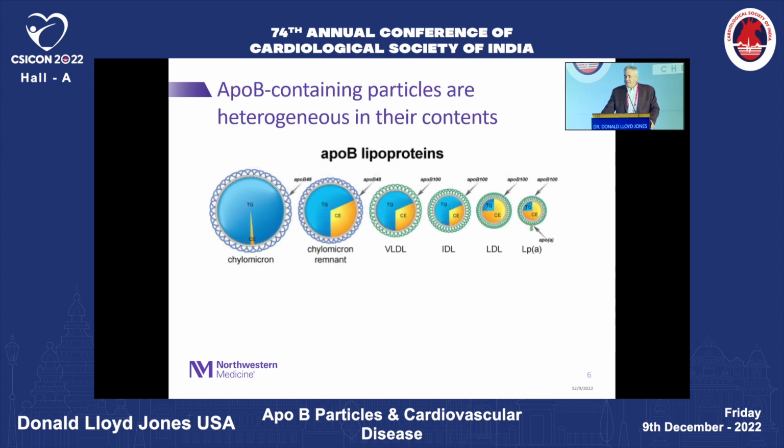So here again, you see the different types of ApoB-containing lipoproteins from chylomicrons, the very largest particles, with the constituents inside being largely triglycerides, shown in blue, and then cholesterol ester, shown in yellow. And then as the size goes down and the density increases, what you can see is that there's less and less triglyceride and more cholesterol ester as a proportion of the internal contents.